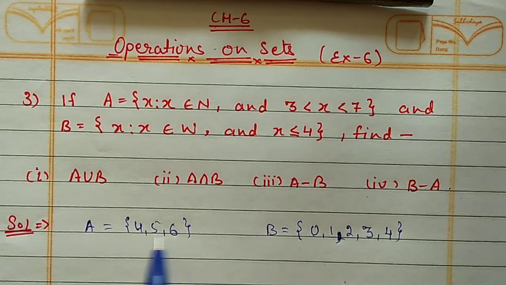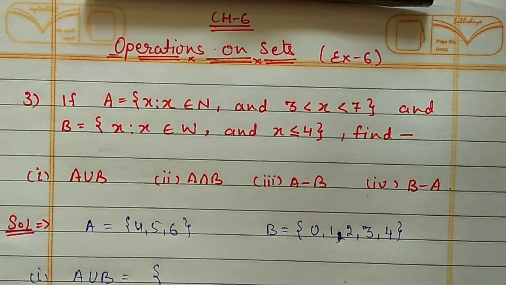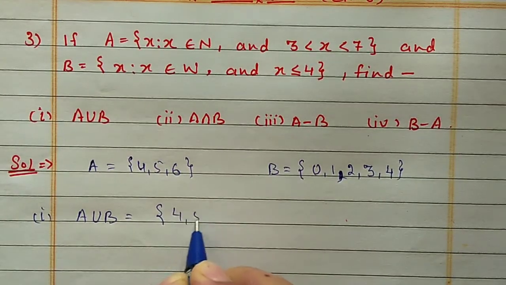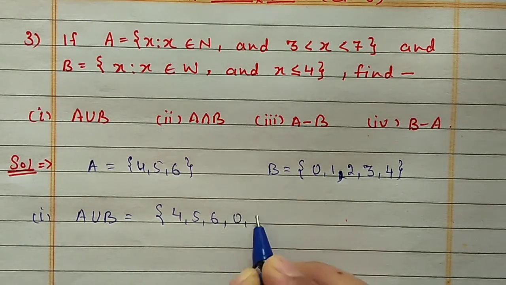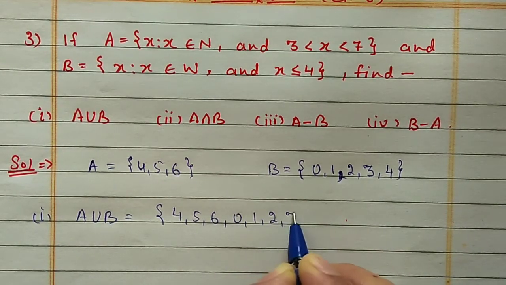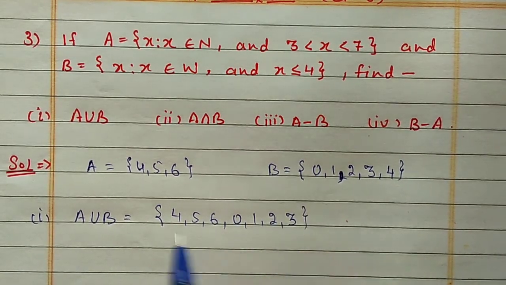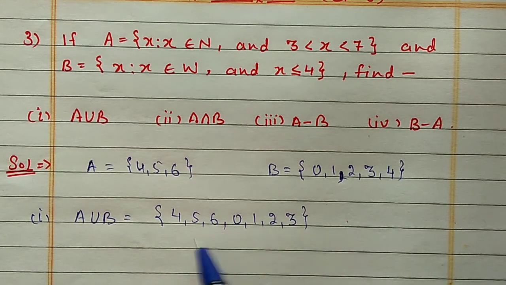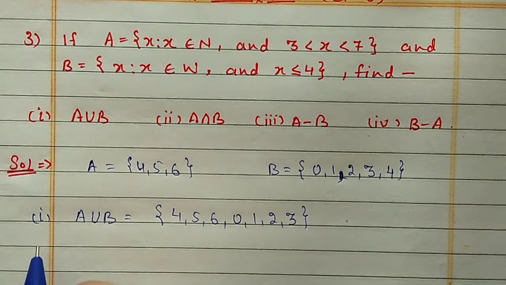Now after changing to roster form, we will find A union B. A union B means the combination of A and B together. So first write A: 4, 5 and 6. Then start writing B: 0, 1, 2, 3 and 4, which we have already written, so no need to repeat it. So A union B is 4, 5, 6, 0, 1, 2, 3. You can also write it in order: 0, 1, 2, 3, 4, 5, 6.